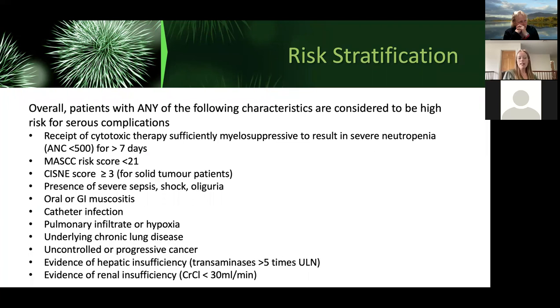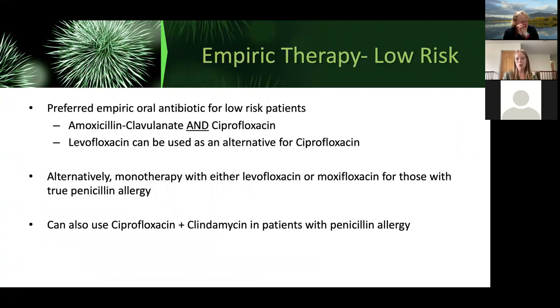And then basically any sign of infection you can find on exam. So if they have severe sepsis, shock, oliguria, oral or GI mucositis, a catheter infection you can find on exam, a pulmonary infiltrate or hypoxia, if they have underlying lung disease, if their cancer is uncontrolled or progressive, if there's evidence of hepatic irritation or renal insufficiency, if they have any of these criteria, they need to be admitted to hospital. So effectively, in order to be managed as an outpatient, you have to be very well, have minimal comorbidities, have minimal symptoms. It is a very selected patient population that can be sent home on oral agents.